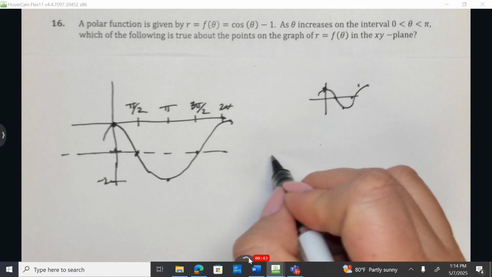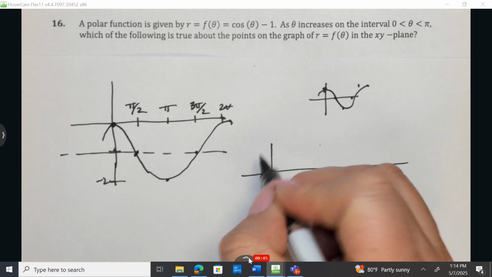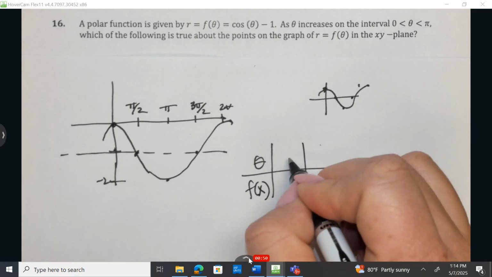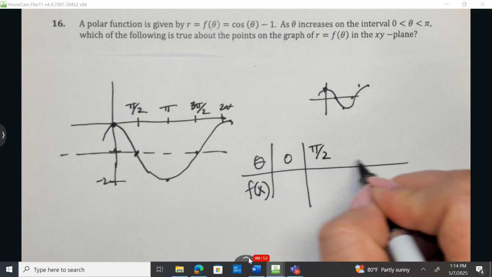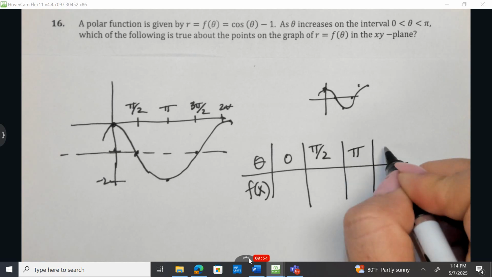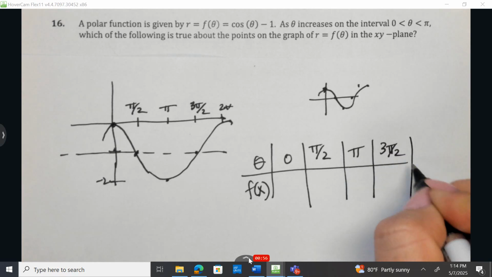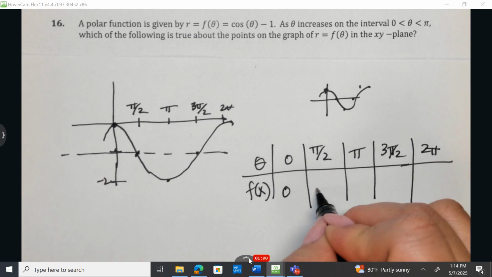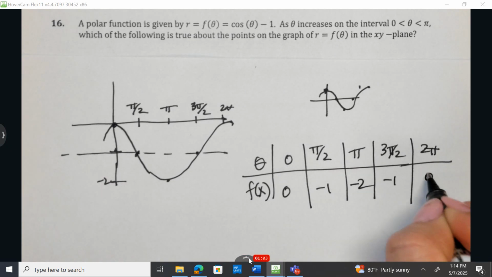Okay, next I'm going to make a little table here. This is going to be my input values, and this is going to be my output values for this function. So I have 0, pi over 2, pi, 3 pi over 2, and 2 pi. And we can easily see we get output values of 0, -1, -2, -1, and back up to 0.